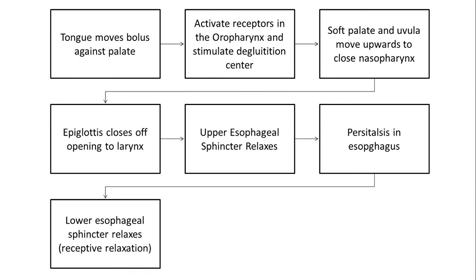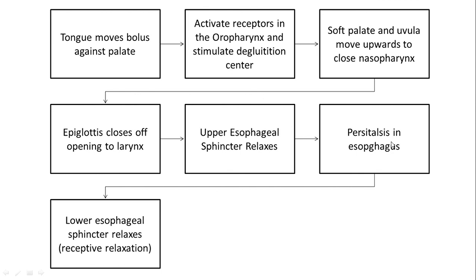Your tongue moves the bolus against your palate, the roof of your mouth, and then rolls it backwards. So once the bolus is now in your oropharynx, it activates receptors and stimulates your deglutition center, which is what we mentioned a while ago. Then, your soft palate and uvula move upwards to close your nasopharynx so the food does not go up. Then, your epiglottis closes off your larynx so that the food does not go into the respiratory tract. Then, the upper esophageal sphincter relaxes, allowing the food to now go down your esophagus.